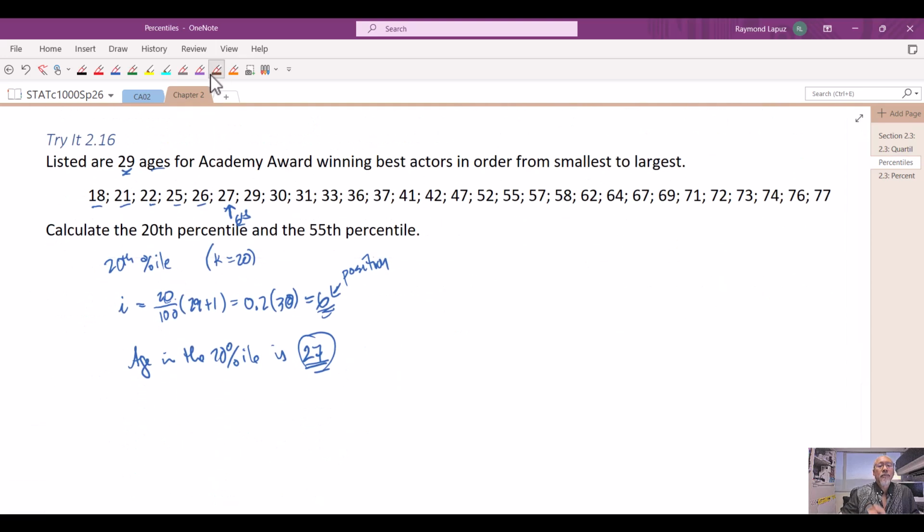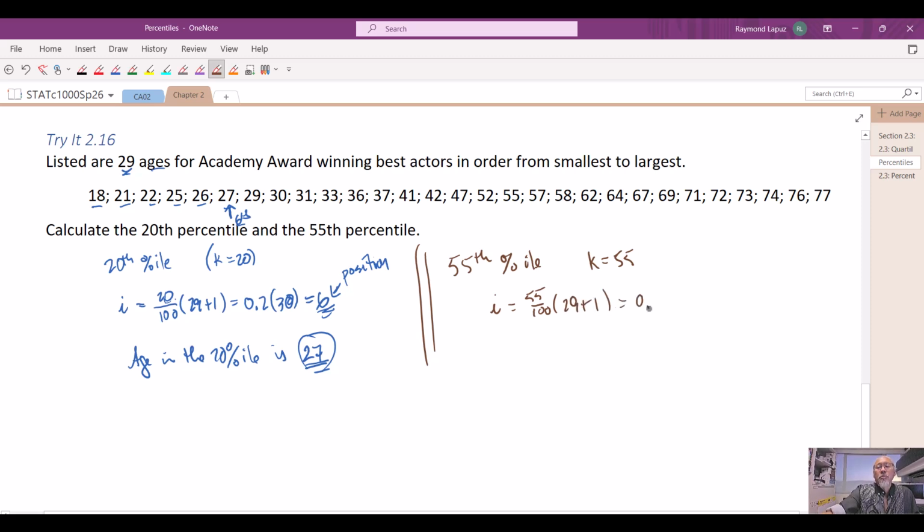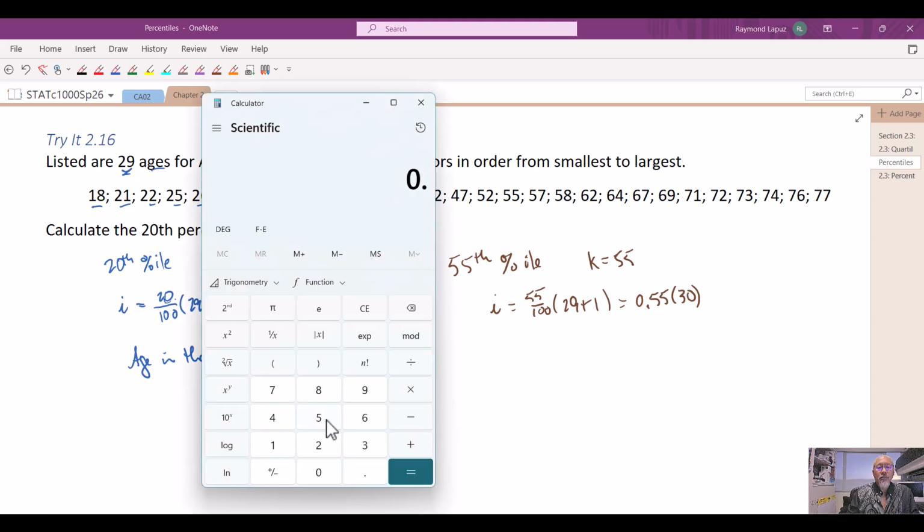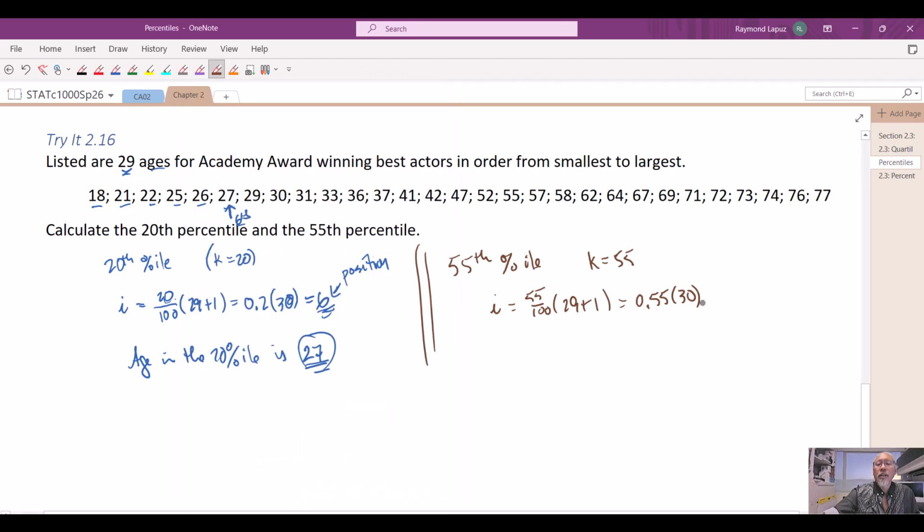Let's do the second one, 55th percentile. In this case, your percentile k is going to be 55. And then we'll do the same thing. We have I equal to 55 over 100 times 29 plus 1. This is 0.55, and then multiply that by 30. Our calculator tells us that 0.55 times 30 is equal to 16.5.